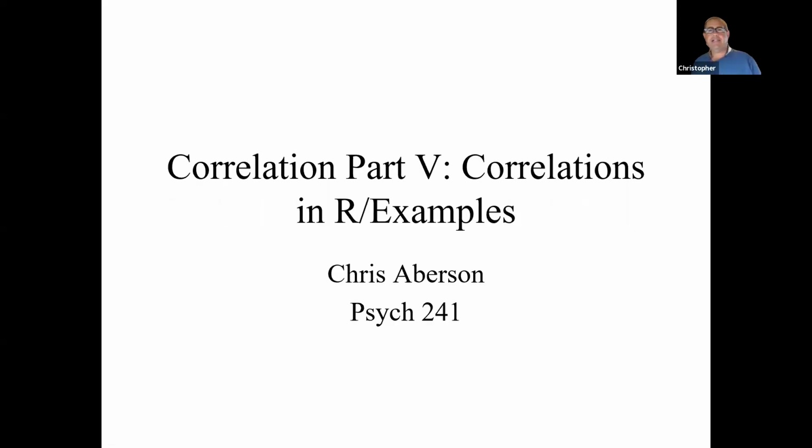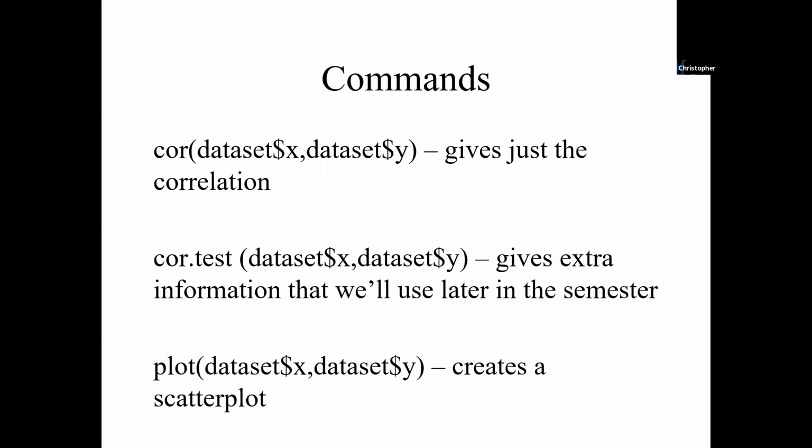All right, let's take a look at some examples and how we do this in R. A couple of different commands here. This command is similar to the ones that we've seen before. The only difference is now we're dealing with pairs of scores, so we have to specify two different variables.